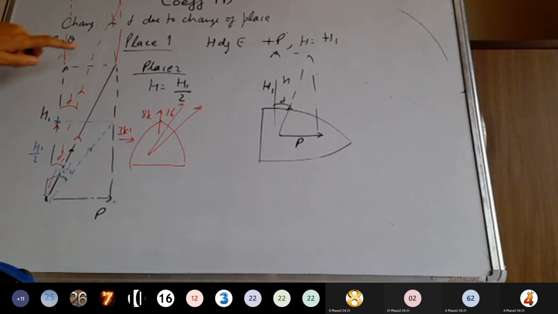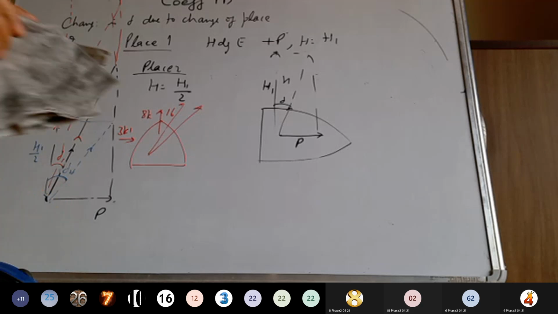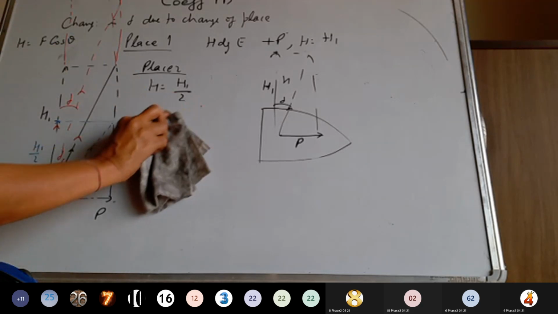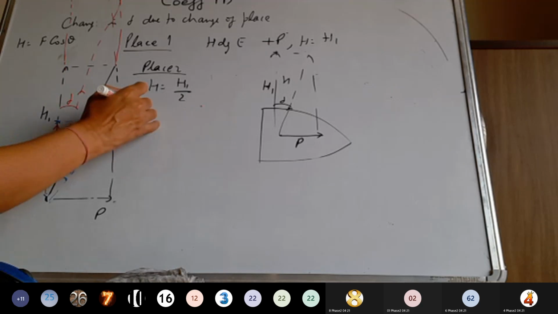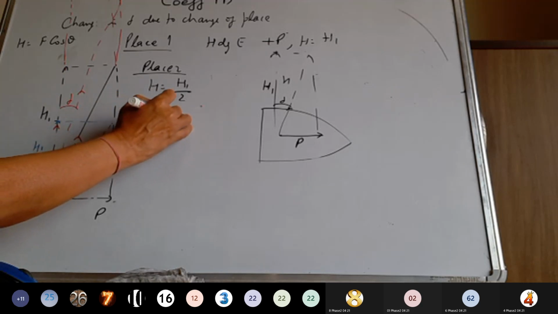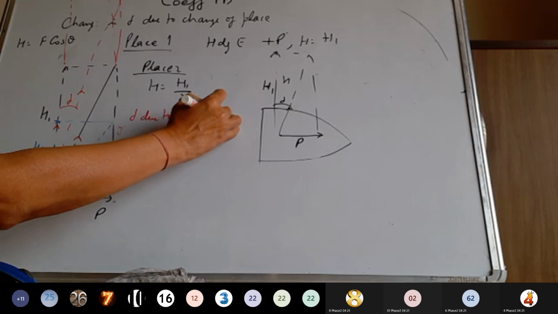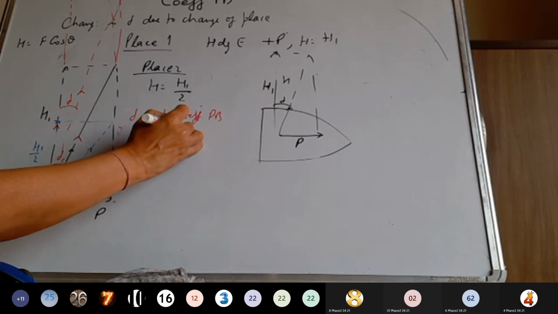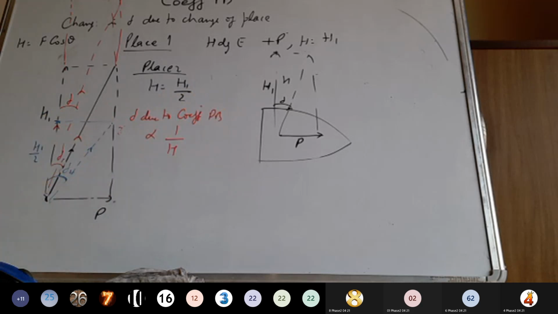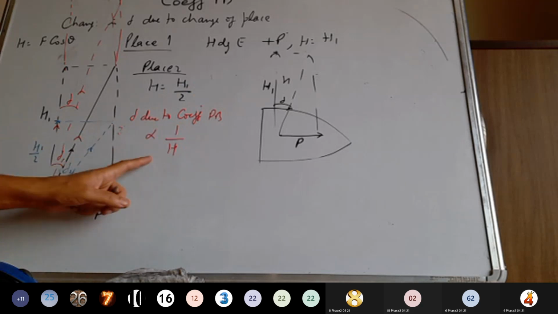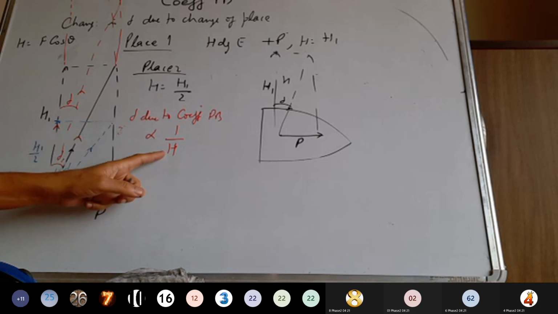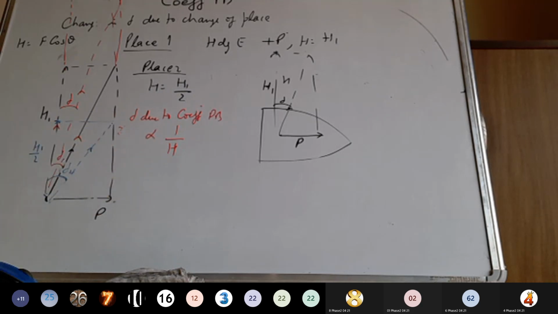So what we have seen is that with the increase in H, the deviation is reducing, and with the reduction in H, the deviation is increasing. So what conclusion can we write? That deviation due to coefficient permanent V is inversely proportional to H. So H is increasing, deviation is reducing. H is reducing, deviation is increasing. Understood?